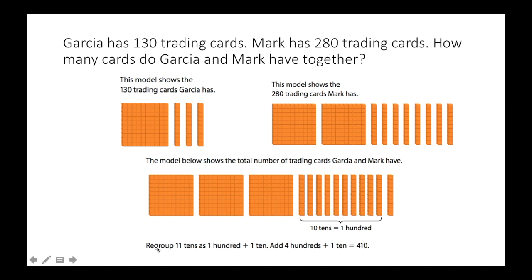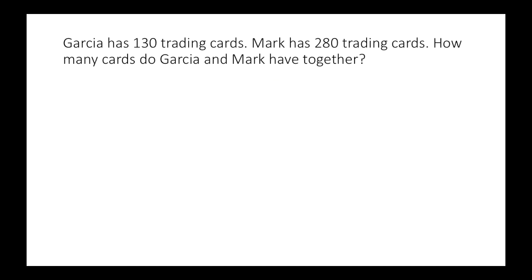So we're going to have to do a little bit of regrouping. We're going to regroup these 11 tens as 100 plus 10. So we're going to be adding 400 plus a 10, giving us 410. So the total of these trading cards would be 410. Okay. So let's take a look at another way to solve this, because we don't really have place value blocks in our house. So what can we do?